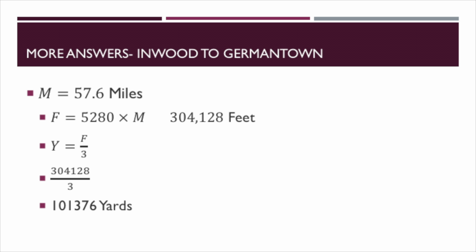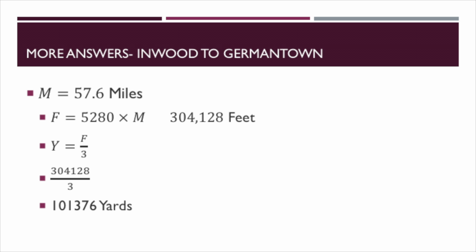Okay, first one was pretty easy for the most part, but now let's take something more difficult. Inwood to Germantown. Well, we said that it's 57.6 miles to Inwood from Germantown. So m is 57.6. Now we know there are 5,280 feet in a mile, so we take 5,280 times m, 57.6, and we get 304,128 feet.